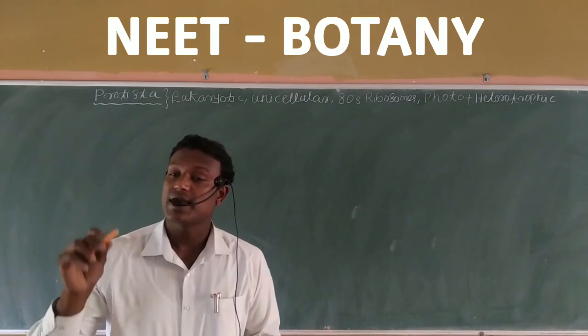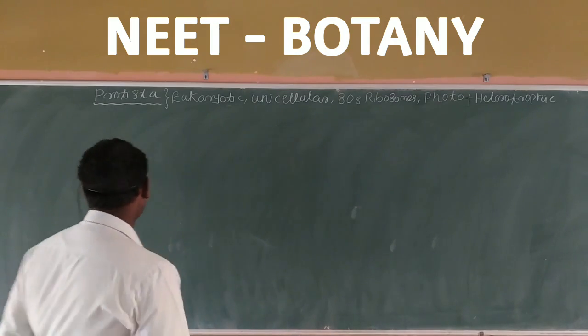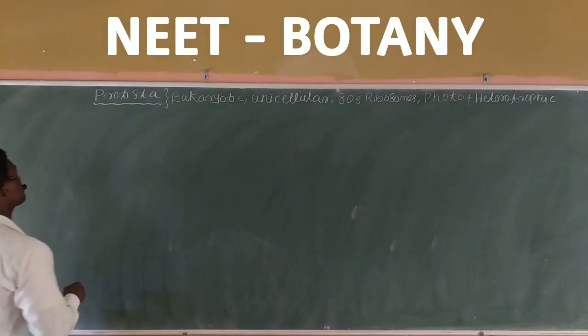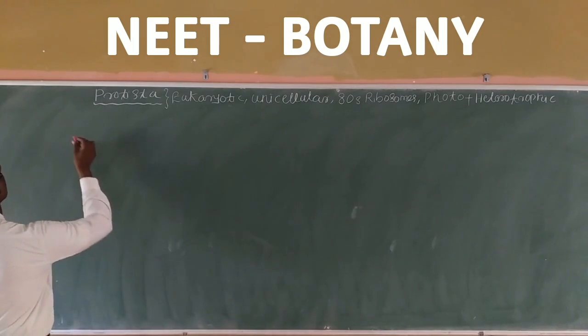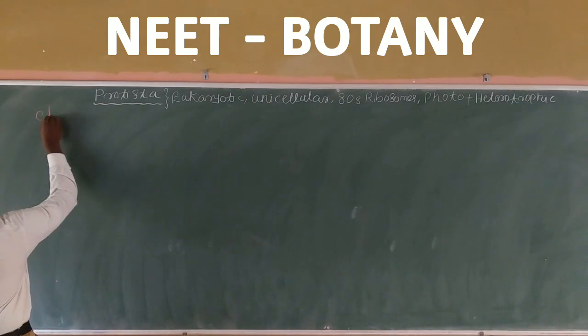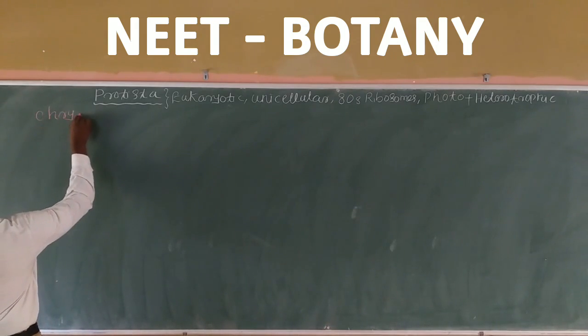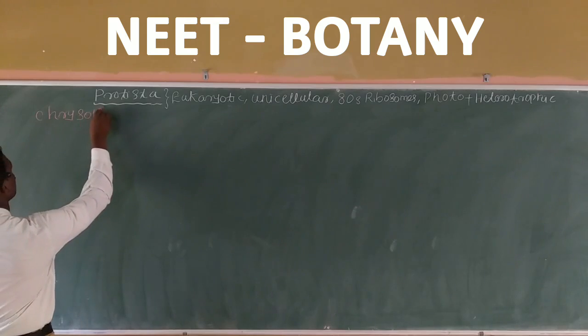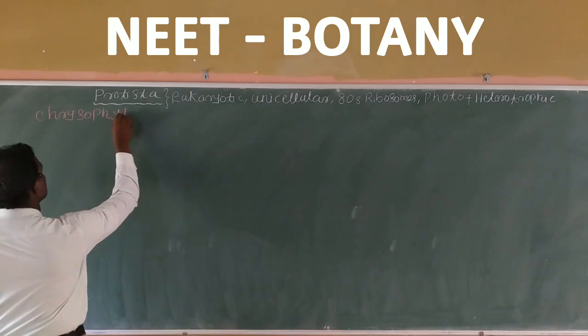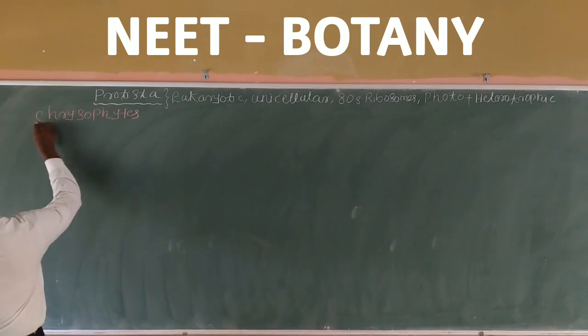So we can go to the first organism belonging to Kingdom Protista. You can give a small heading, that is the first member. Its name is called what? Chrysophytes. Okay, the first category is Chrysophytes.